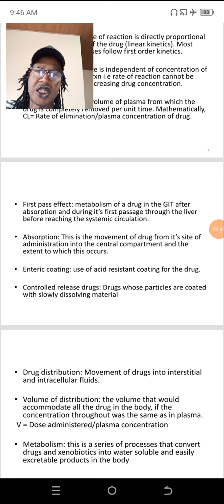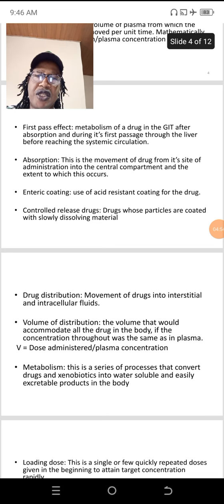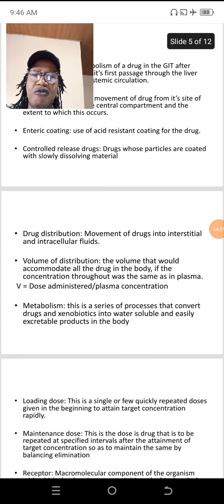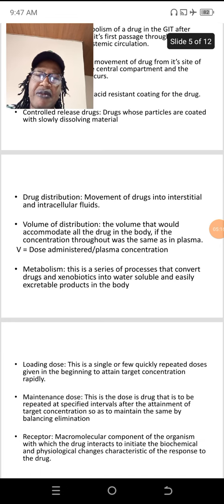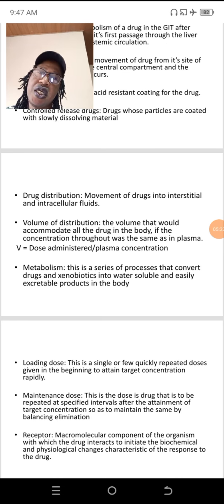Controlled released drugs. These are drugs whose particles are coated with slowly dissolving material. Then drug distribution. This is the movement of drugs into interstitial and intracellular fluids. Volume of distribution is the volume that will accommodate all the drug in the body if the concentration throughout was the same as in plasma. And the formula for that is V equals dose administered divided by the plasma concentration. Metabolism is a series of processes that converts drugs and xenobiotics into water-soluble and easily excretable products in the body.